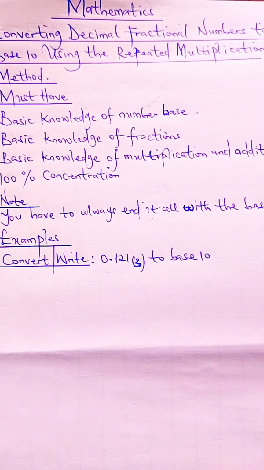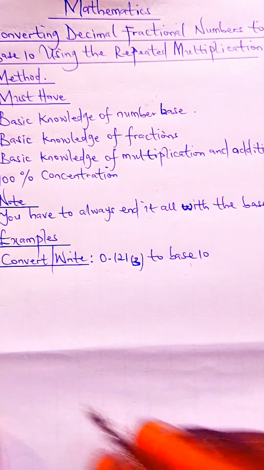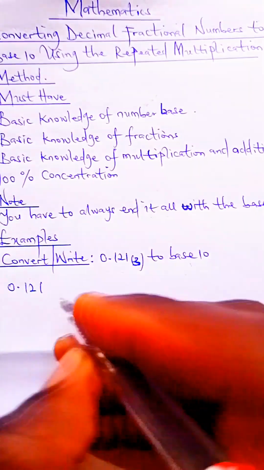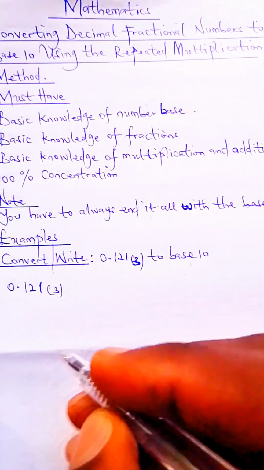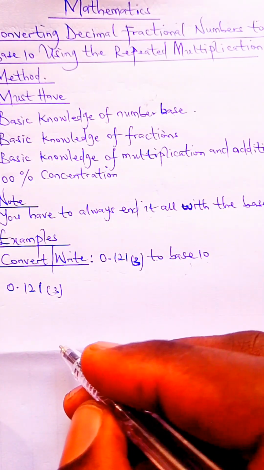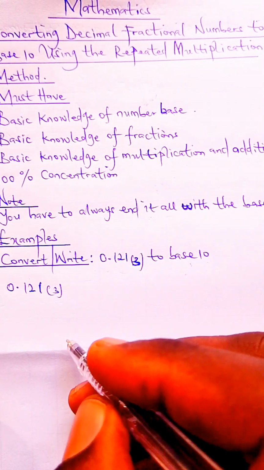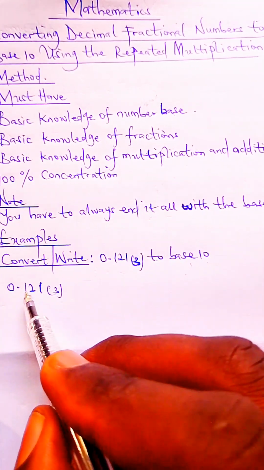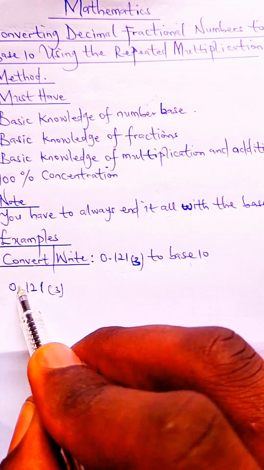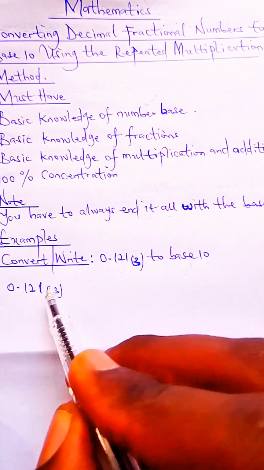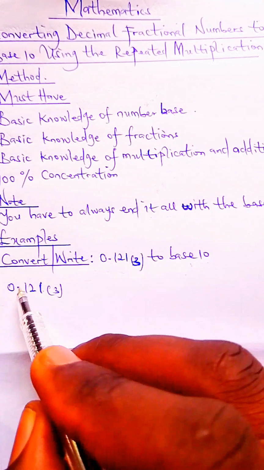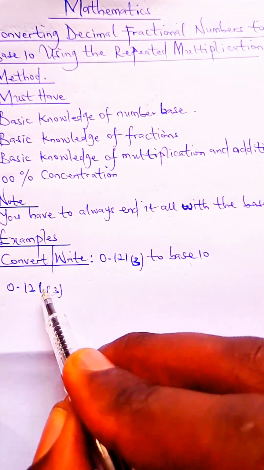So this is an example. Convert 0.121 base 3 to base 10. Now, how do we do this? The first thing you do is to write this down: 0.121 base 3. Now, don't forget this is not like the expansion method. You don't need the number line knowledge here. You have to ask yourself a question: where is the point? The point is here. The closest number is 1. If the point is here, you will start from the other side, unlike whole numbers, where you start from the other end. So since the point is here, you will not start with 1. You will start from the other end.